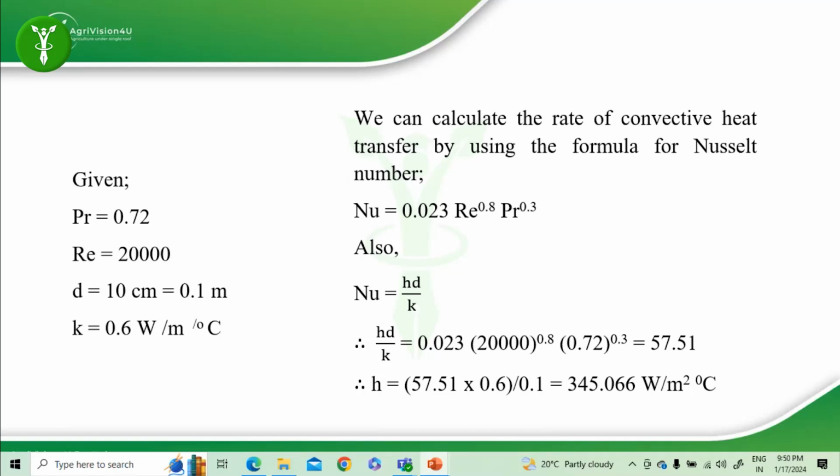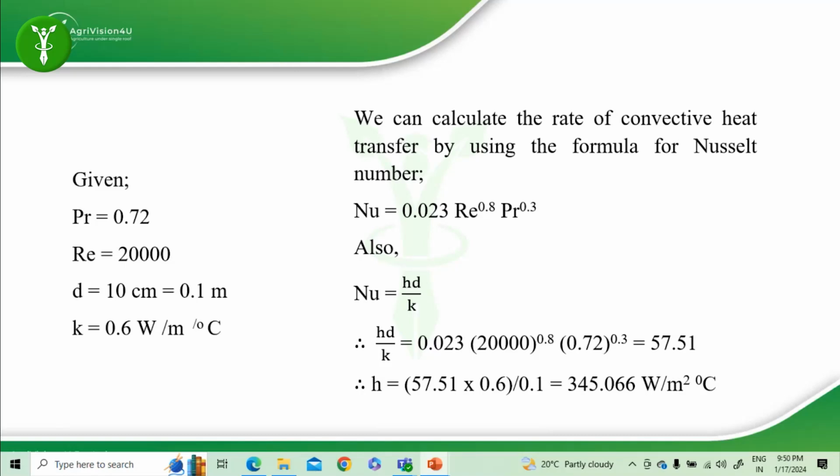Based on that Nusselt number, you might be asked to calculate either the Reynolds number or the Prandtl number. It might happen, so this relationship is always used, wherein Nu stands for HD by K, and Nu also stands for 0.023 Reynolds number to the power 0.8 and Prandtl number to the power 0.3. So we can calculate the rate of convective heat transfer by using the formula for Nusselt number.